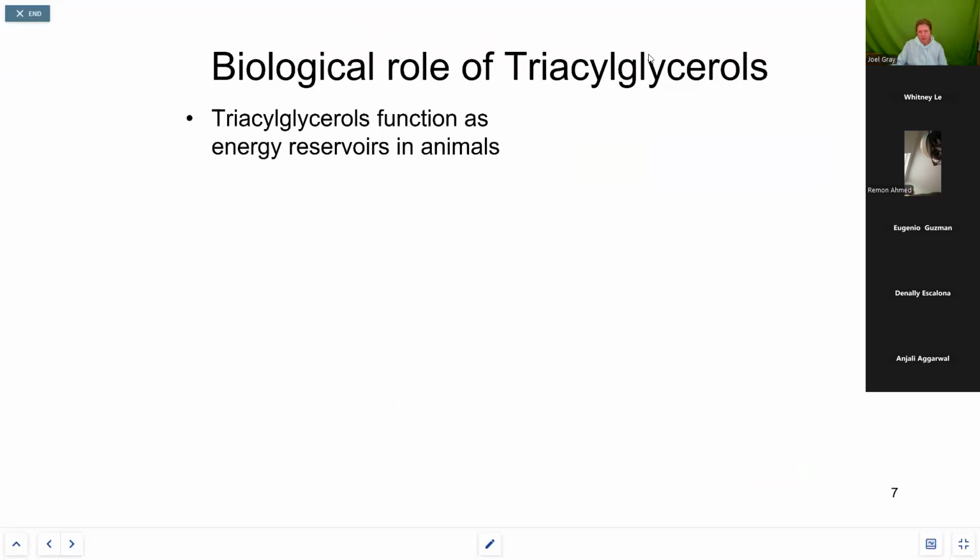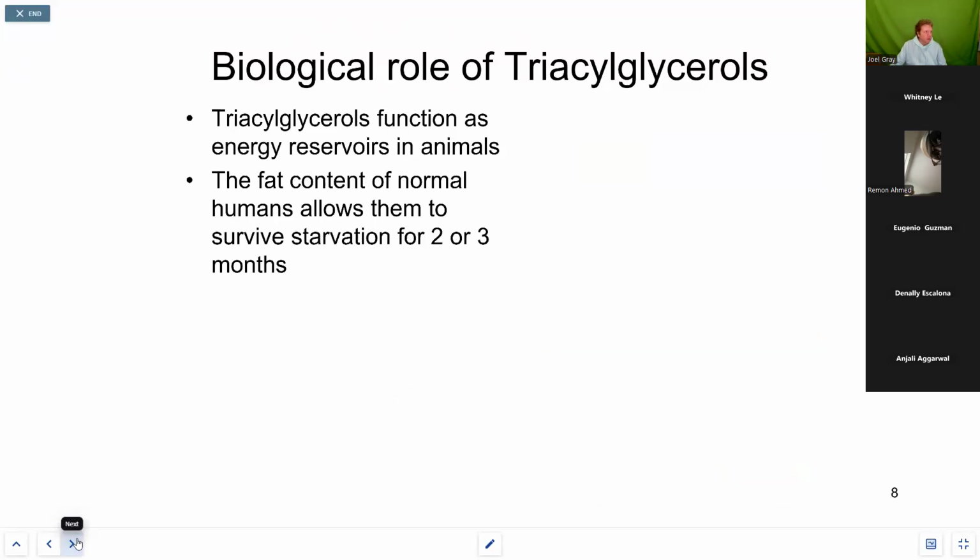So, the biological role of triacylglycerols: they're energy reservoirs. The fat content of normal humans allows them to survive for 2 to 3 months. But if you remember that example we talked about the other day, Mr. Barbieri, for the better part of a year. Triacylglycerols also function to conserve heat and help you internalize and keep heat.